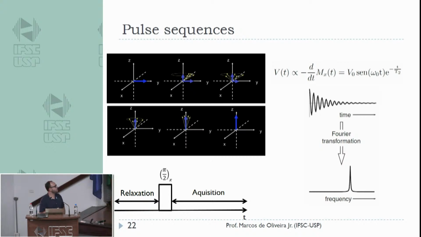So from now on, I will not show vectors anymore, because they are not always useful. We have schemes like this, so we wait a little time here to get magnetization in the Zeeman population. Then we apply a pi-half pulse and acquire our signal. And then to get the frequencies that are within this signal, we apply Fourier transformation, and then we have our spectrum here.